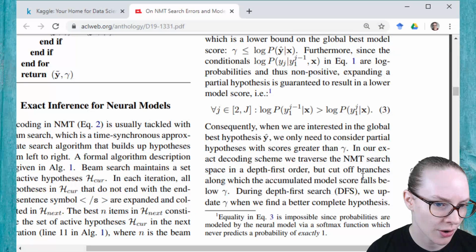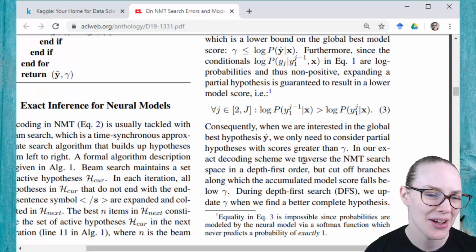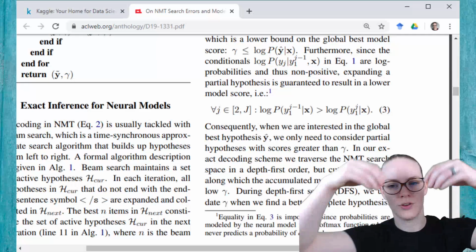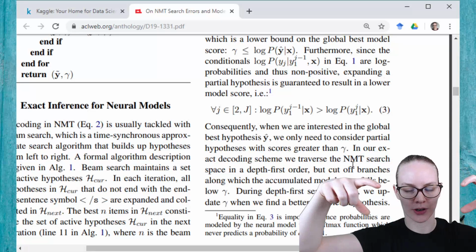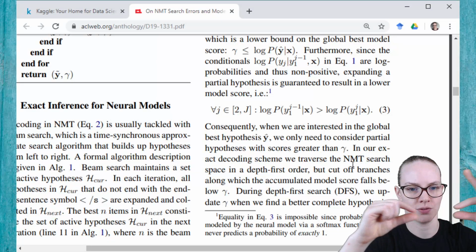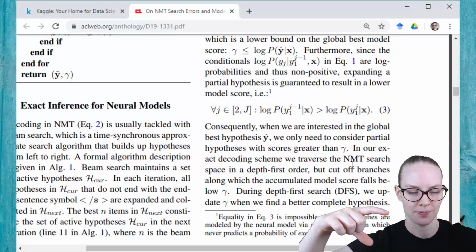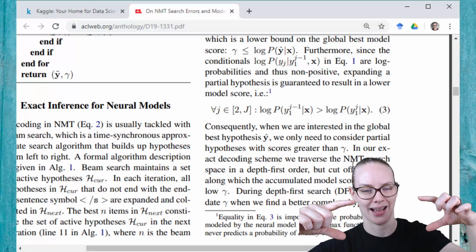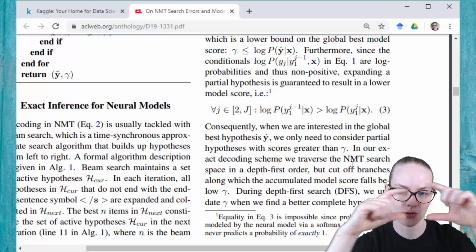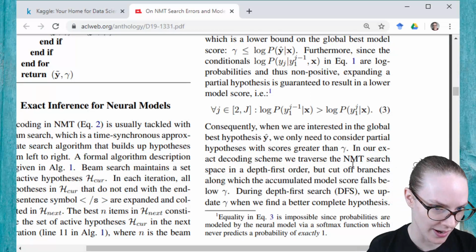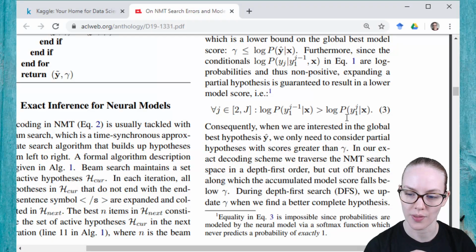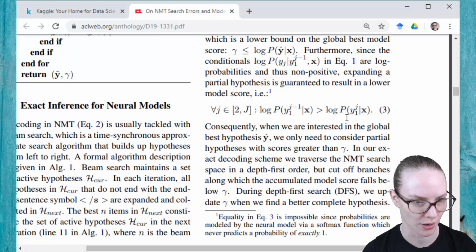In our exact decoding scheme, we traverse the NMT search space in a depth first order. So if you have a word and then you add multiple words to it to get a sentence of length 2, and then you take only the top n, and then for each of those you add multiple words to it, and then you take only the top n of those, and then you repeat, you're making a tree structure, right? So instead of making the tree very broad, they're going very deep in the tree, and then removing branches where they know the score isn't going to be an improvement to the global model score, so pruning.